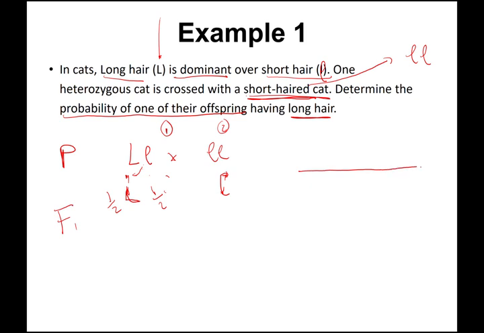So let's make it here. On one side, we'll put the gametes from parent number 1. On the other one, the gametes from parent number 2. So 2 possible gametes from parent number 1, one containing the long hair allele, the dominant one, and half of them would have it. The other half would have the short hair allele. For parent number 2 now, all the gametes would have the short allele here.